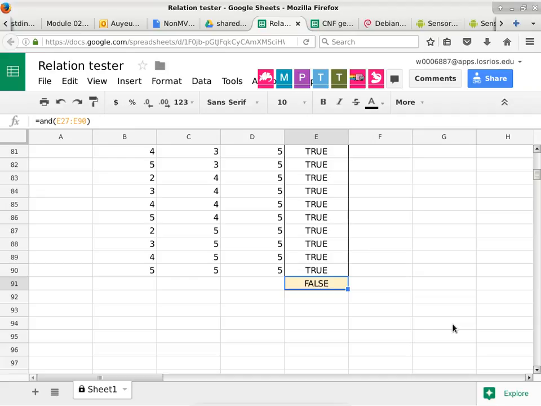This is corresponding. Okay, so this is a good time to basically remind you what this is. This is basically saying for all A in the set domain, for all B in D, for all C in D, ARB and BRC implies ARC. It's basically representing exactly the same thing, but using spreadsheet formulae.